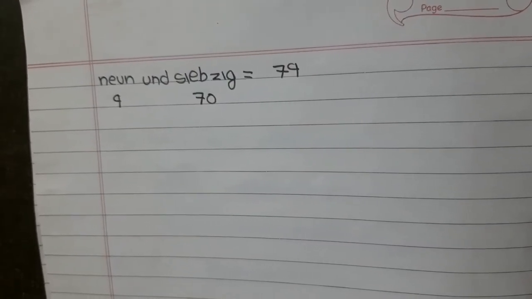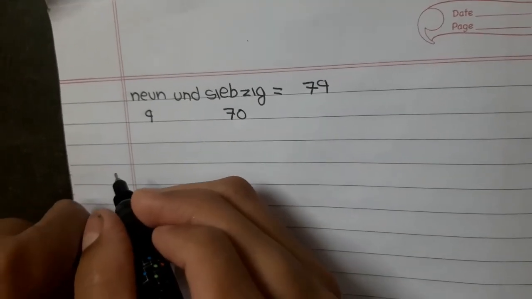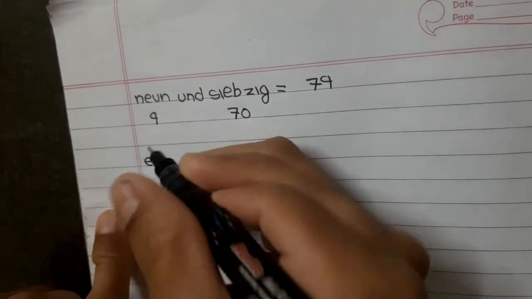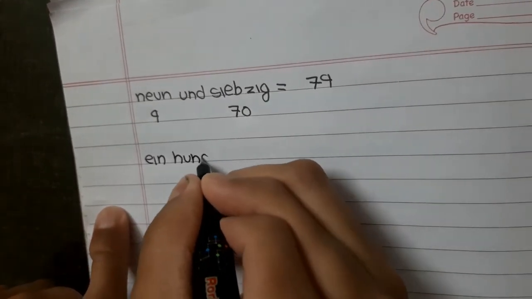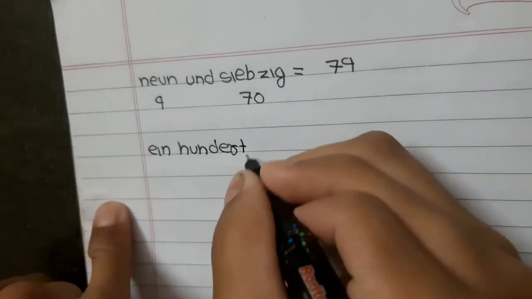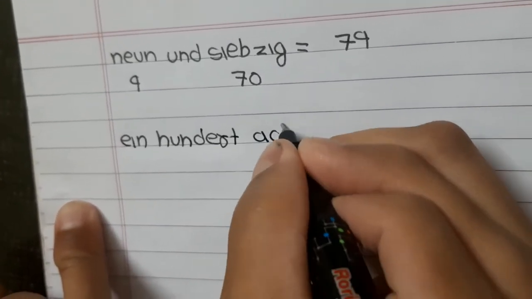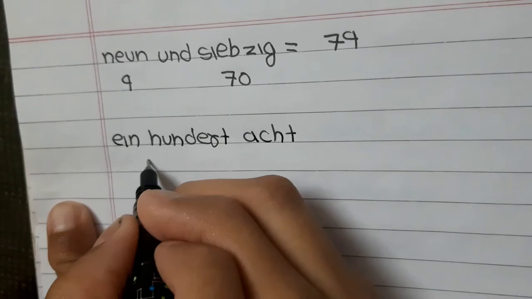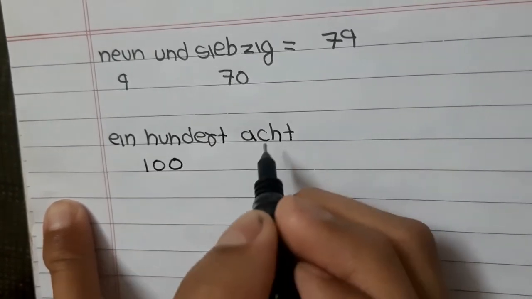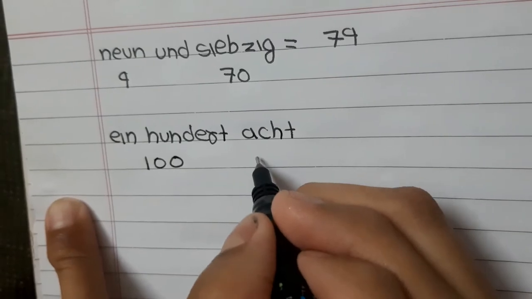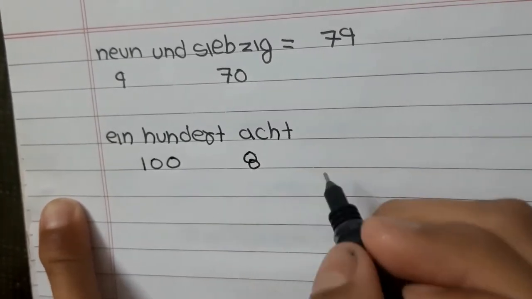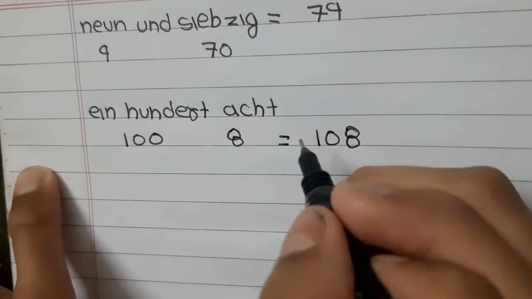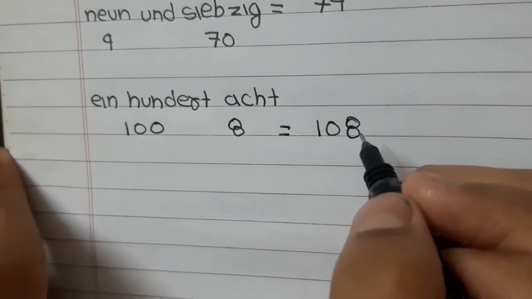Let's take another German number. Einhundertacht. Einhundert means 100. Acht means 8. 100 plus 8 is 108. So einhundertacht is 108.